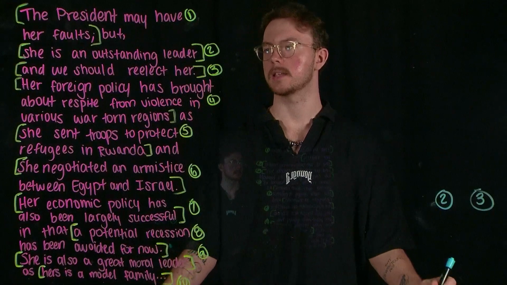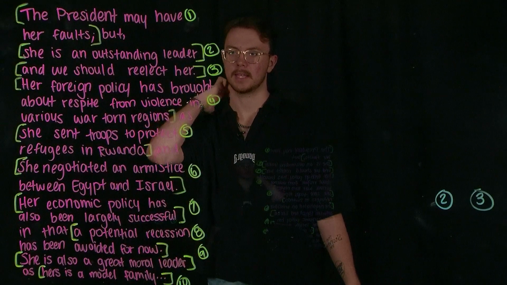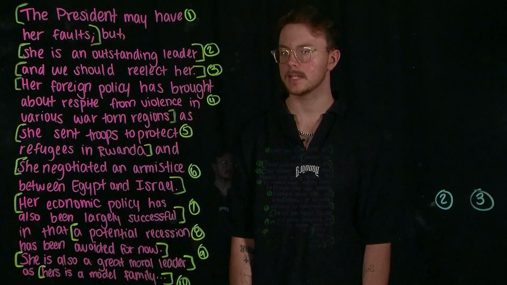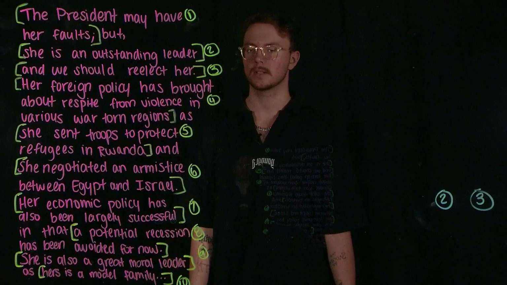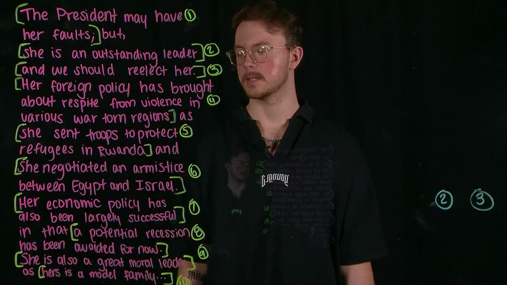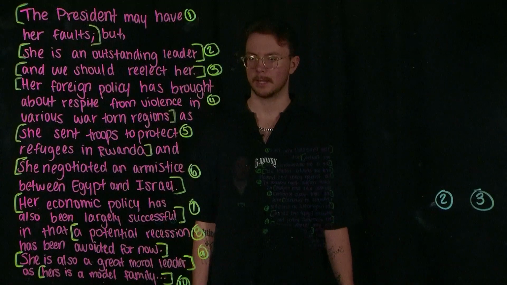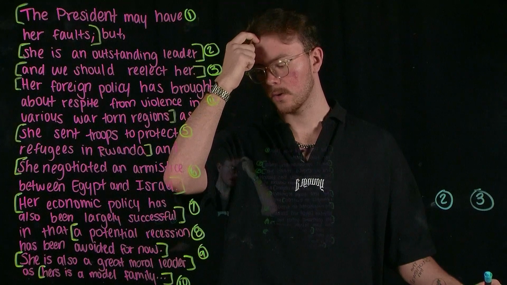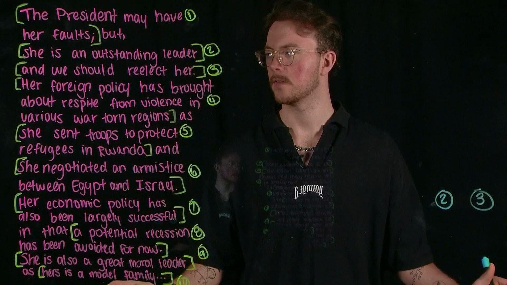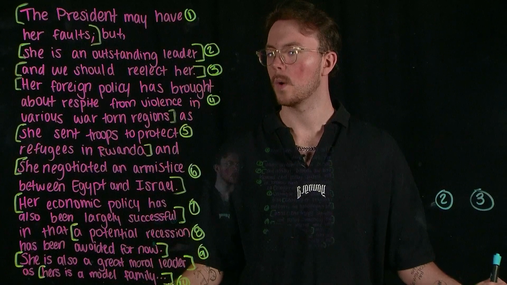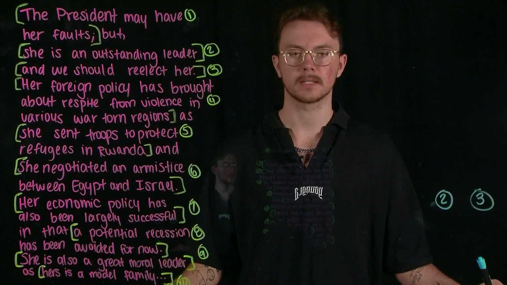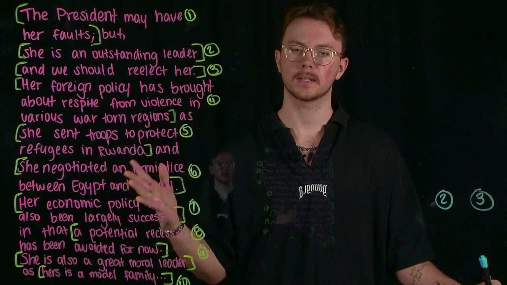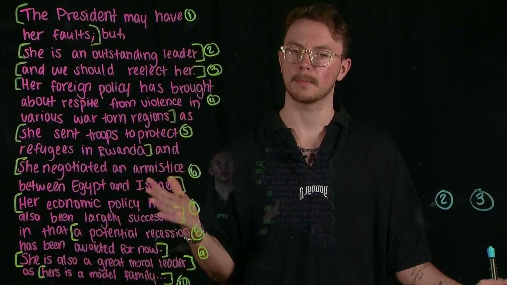Her foreign policy has brought about respite from violence in various war-torn regions as she sent troops to protect refugees in Rwanda, and she negotiated an armistice between Egypt and Israel. Okay, so what is the point of this sentence? If you had to think critically and go, they mentioned the sentence, her foreign policy has been brought about respite, blah, blah, blah. Why are they talking about refugees in an armistice? The refugees in an armistice are two premises. There are two reasons someone believes something. But why are they talking about them?